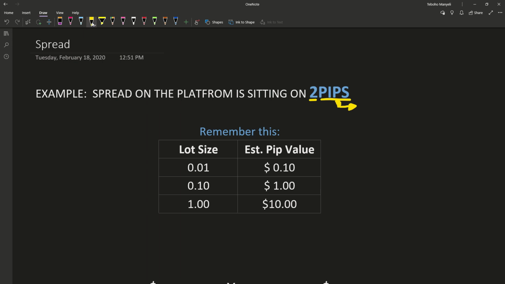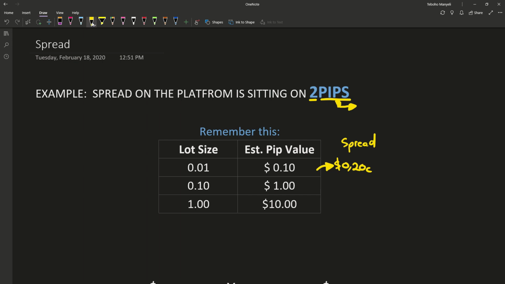Which means if you're using a lot size of 0.01, for example, you will then have a pip value of 10 cents per pip. If you use a 0.10, it's $1 per pip. If you use a 1.00, it's $10 per pip. So if you're paying 10 cents for each pip and you are paying for 2 pips, this would mean that to execute that trade, you'll pay 20 cents in spread.